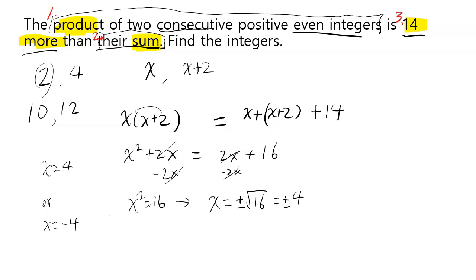Now, let's think about the following then. We have positive. This is one word that we didn't think about so far. It's positive. So can x be negative? No, it has to be positive. So that's wrong. And then when x is 4, x plus 2 will be 6, because 4 plus 2 is 6. So the two consecutive even integers are 4 and 6. So that's the answer.